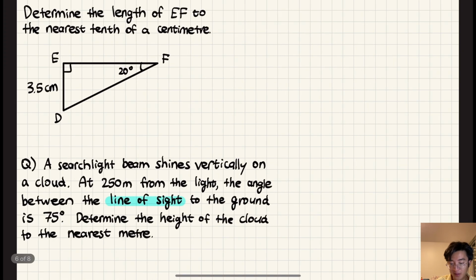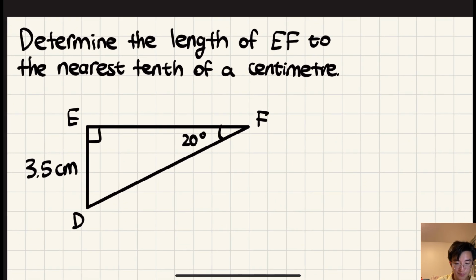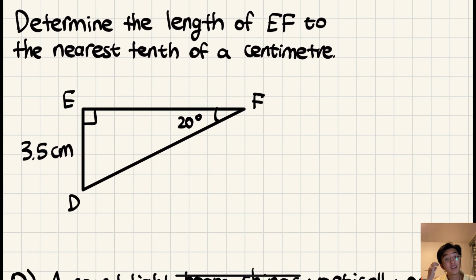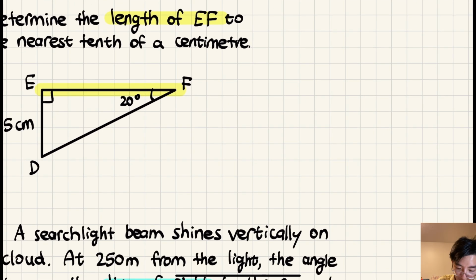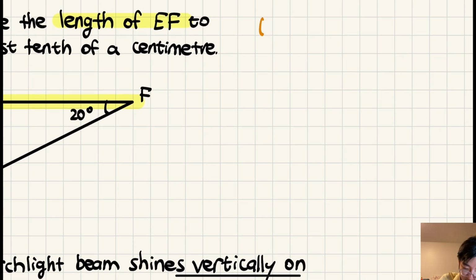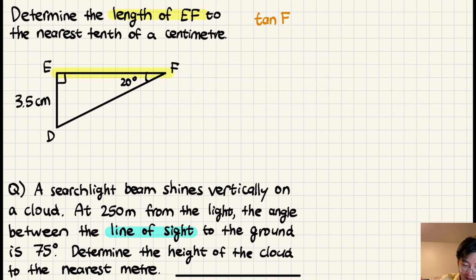All right, let's try a few more. In this example, we have to find the length of EF. Let's actually highlight it this time. The length of EF refers to this length right here. So once again, using what we know, the tangent of F is the opposite over the hypotenuse. Nope, just kidding, not yet. It is the opposite over the adjacent.